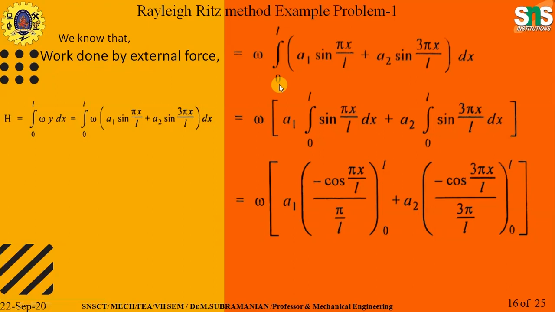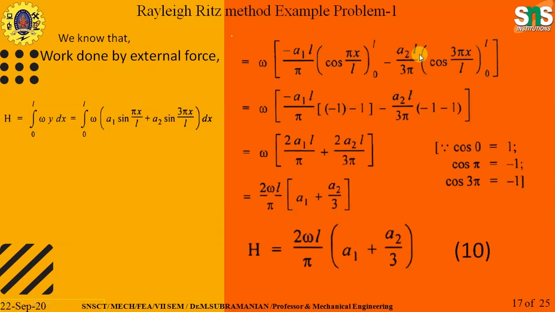So integrate the individual terms, then substitute the limit values 0 to L. The integration of sin pi x divided by L is minus cos pi x divided by L, divided by pi divided by L. Similarly, minus cos 3 pi x divided by L divided by 3 pi divided by L. The limit value is 0 to L. Substitute these limit values. Actually, cos 0 equal to 1, cos pi equal to minus 1, cos 3 pi equal to minus 1.